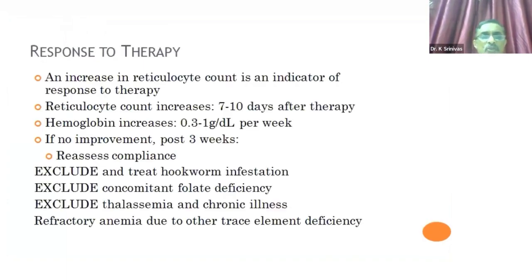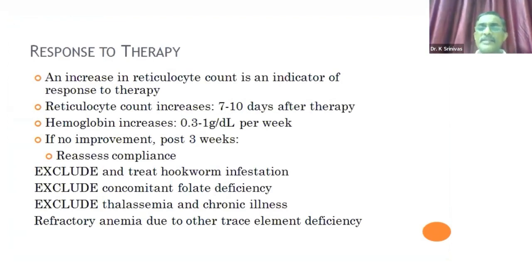So response to therapy is ascertained by an increase in the reticulocyte count, which takes about 7 to 10 days after it starts. By 7 to 10 days, hemoglobin increases by 0.3 to 1 gram per deciliter per week. Usually around 3 weeks, you estimate the hemoglobin, you expect a good observable change.